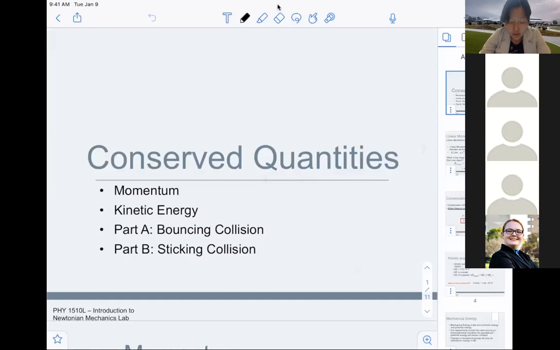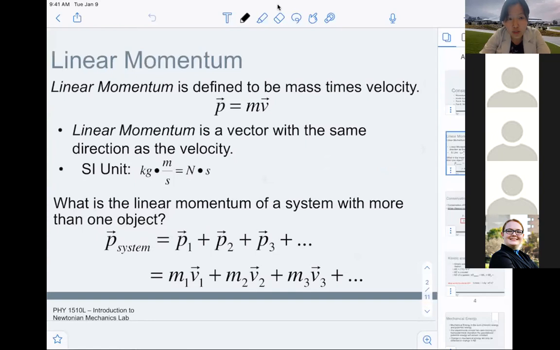Okay, so here we're looking at some conserved quantities, including momentum and kinetic energy. So first, let's introduce a concept called linear momentum. This is a word you probably use in daily language or are very familiar with. You say, oh, that thing carries a lot of momentum. So you can kind of see that if something is moving really fast, you would say that it carries a lot of momentum. Or if something is big, has a big mass, then it probably has a large momentum, right? So we can use our intuition of that to help us understand what momentum is.